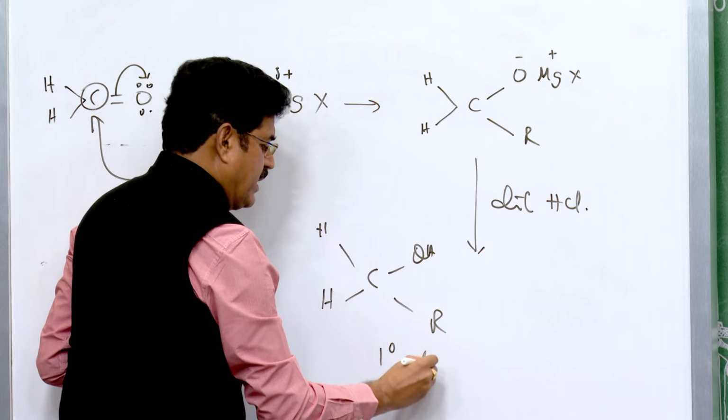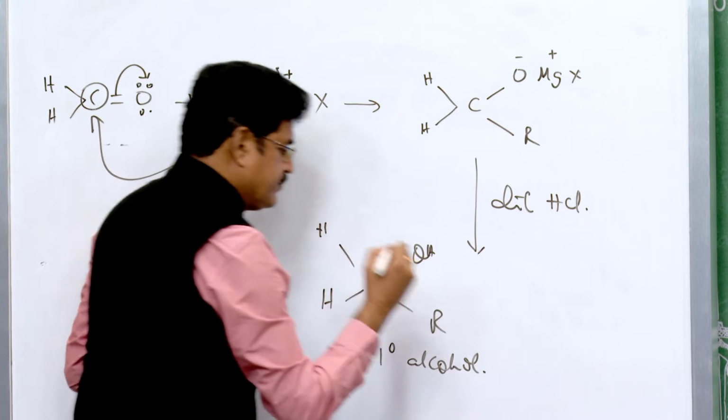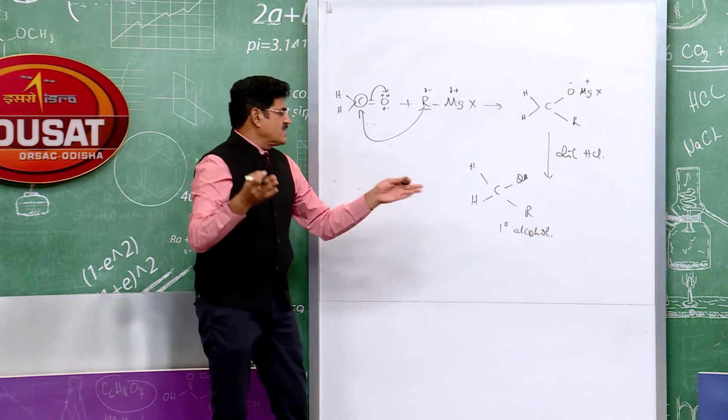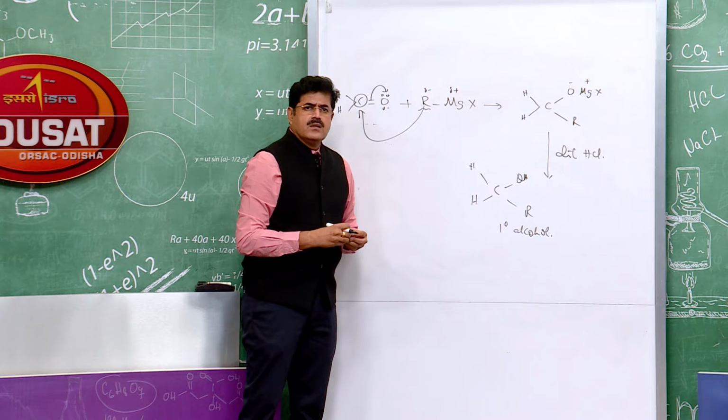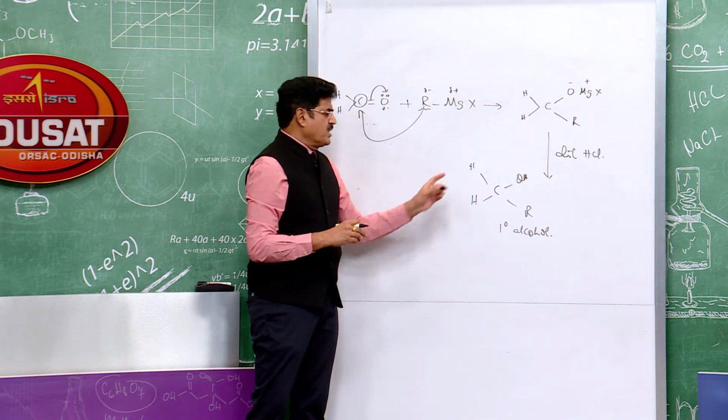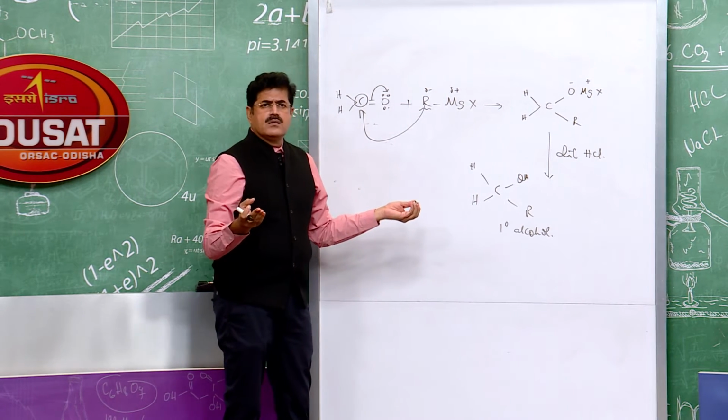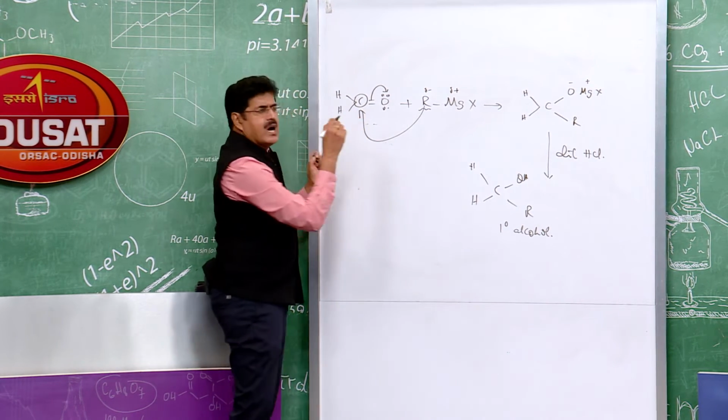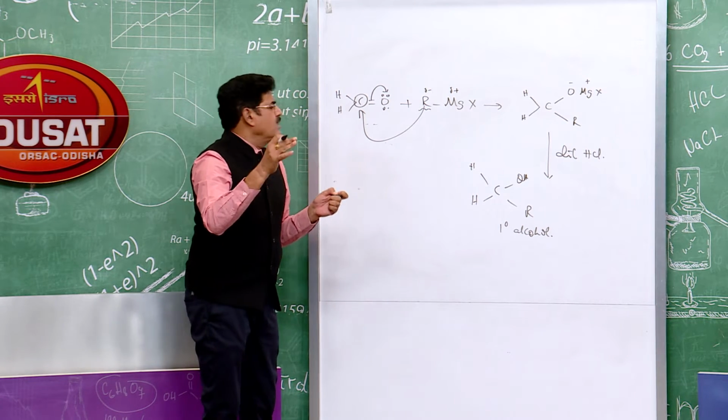This is a 1 degree alcohol. So, this is the method of preparation of primary alcohol: formaldehyde with Grignard reagent gives primary alcohol. Next, let us take one more example.